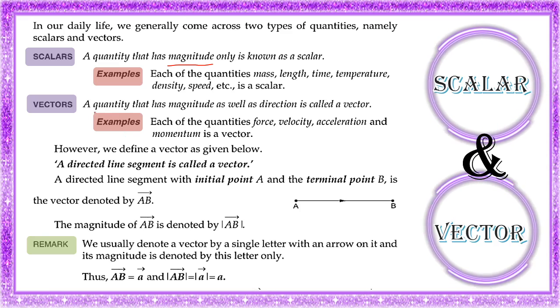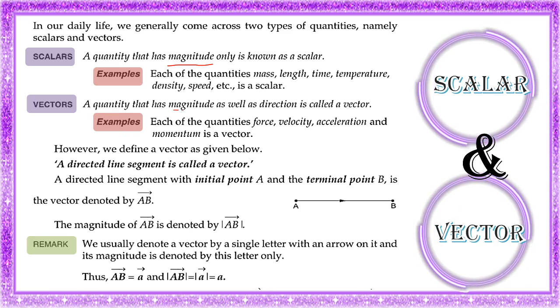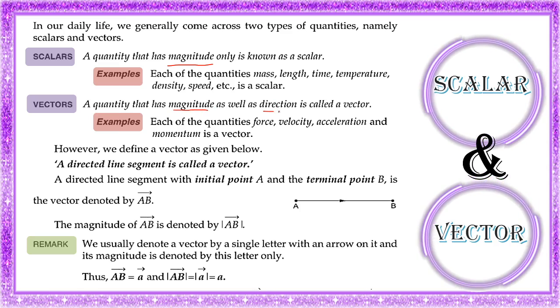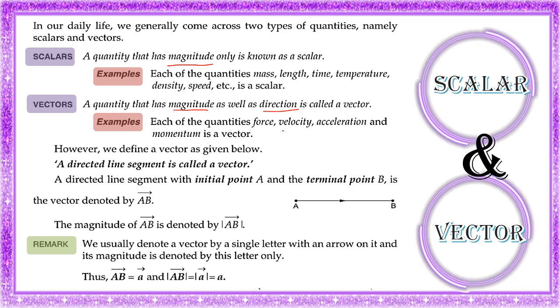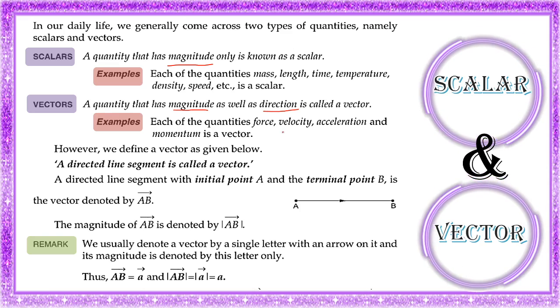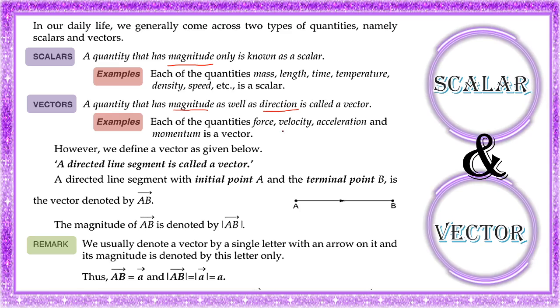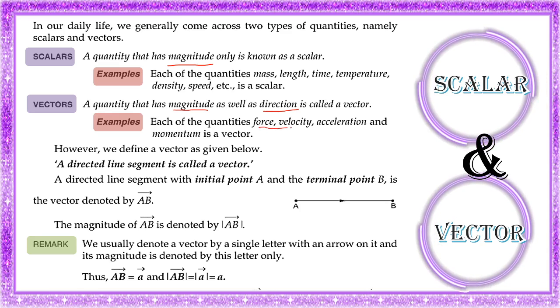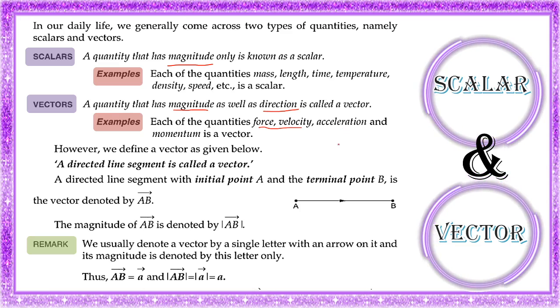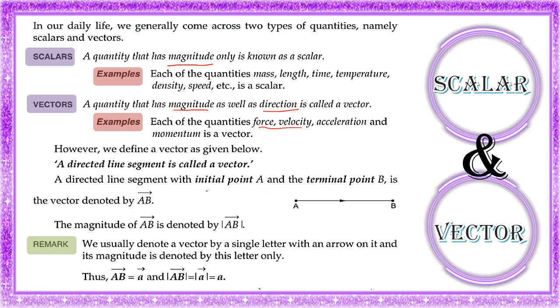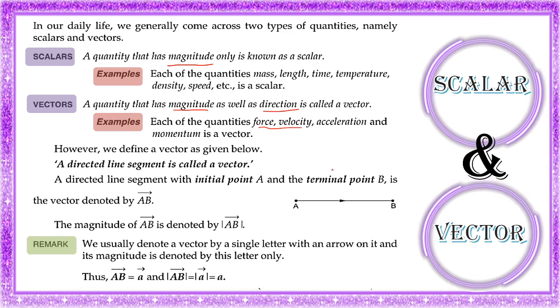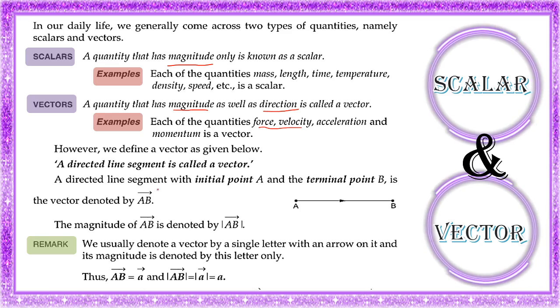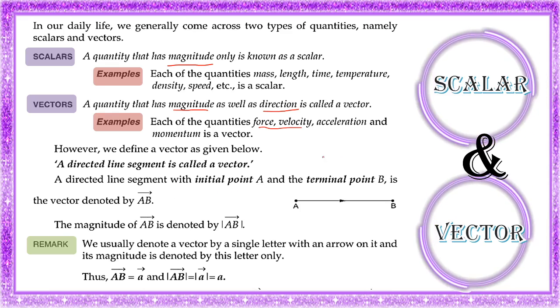If I talk about vector quantity, then it has magnitude as well as direction. If a quantity has these things, magnitude as well as direction, it is called a vector. For example, force, velocity, acceleration, and many more. Now we talk about the representation of a vector. A directed line is called a vector.